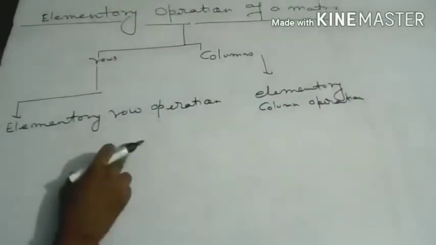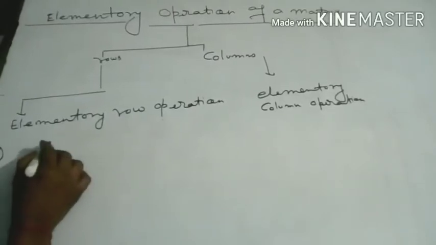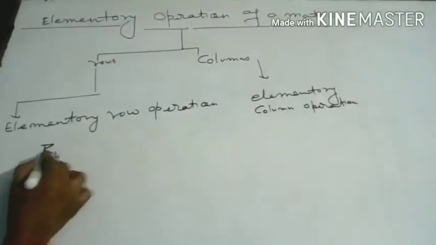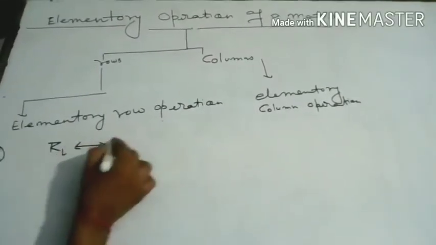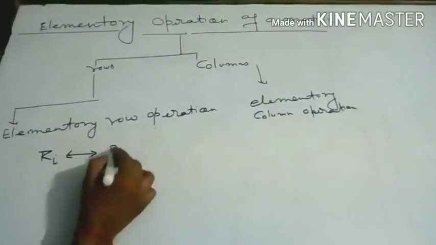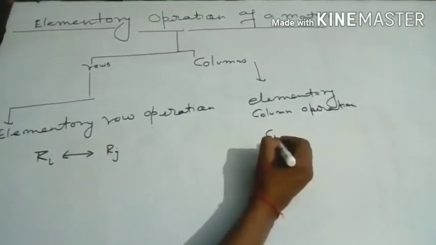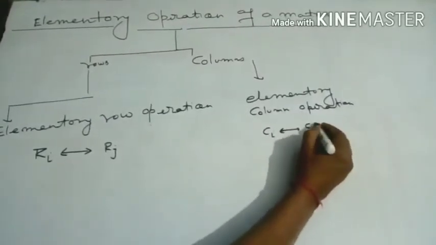In elementary row operations, the first step is that we can interchange any two rows. Suppose this is the ith row, then we can interchange the ith row with the jth row. Or in elementary column operations, suppose we can interchange the ith column with the jth column.